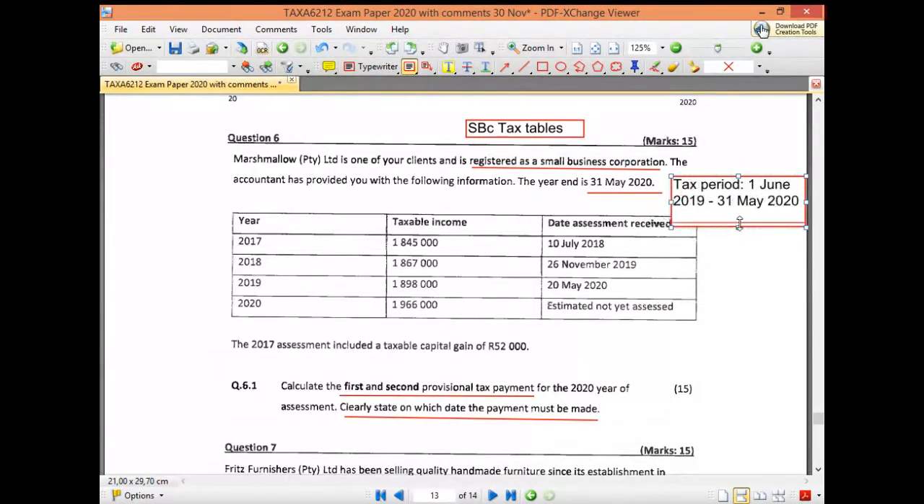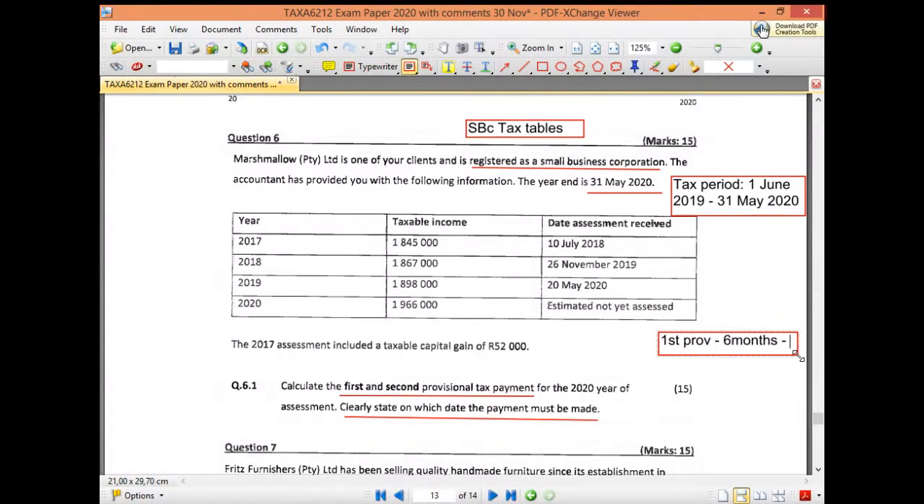I want you to write your tax period down when you do a question like this, because this will help you figure out which information in this table you're going to use. So remember, for your first provisional tax payment, we have to use at least the basic amount. But now we have to assess what the basic amount is. Do we need to increase it to adjust the basic amount? Now, our first provisional tax payment is 6 months into the year.